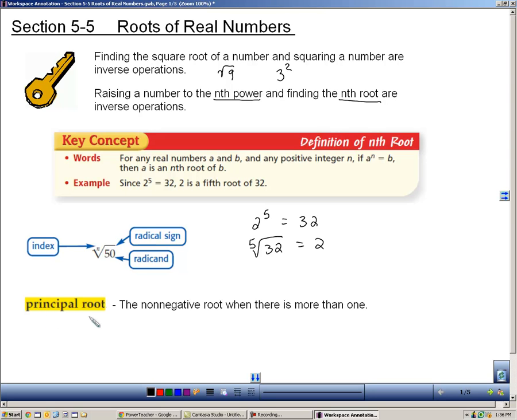Now the principal square root is the non-negative root when there is more than one. An example would be the square root of 16. Now there's actually two numbers that if you square give you 16, but typically when we just say square root of 16 we're only looking for the positive version, and that's called the principal root.